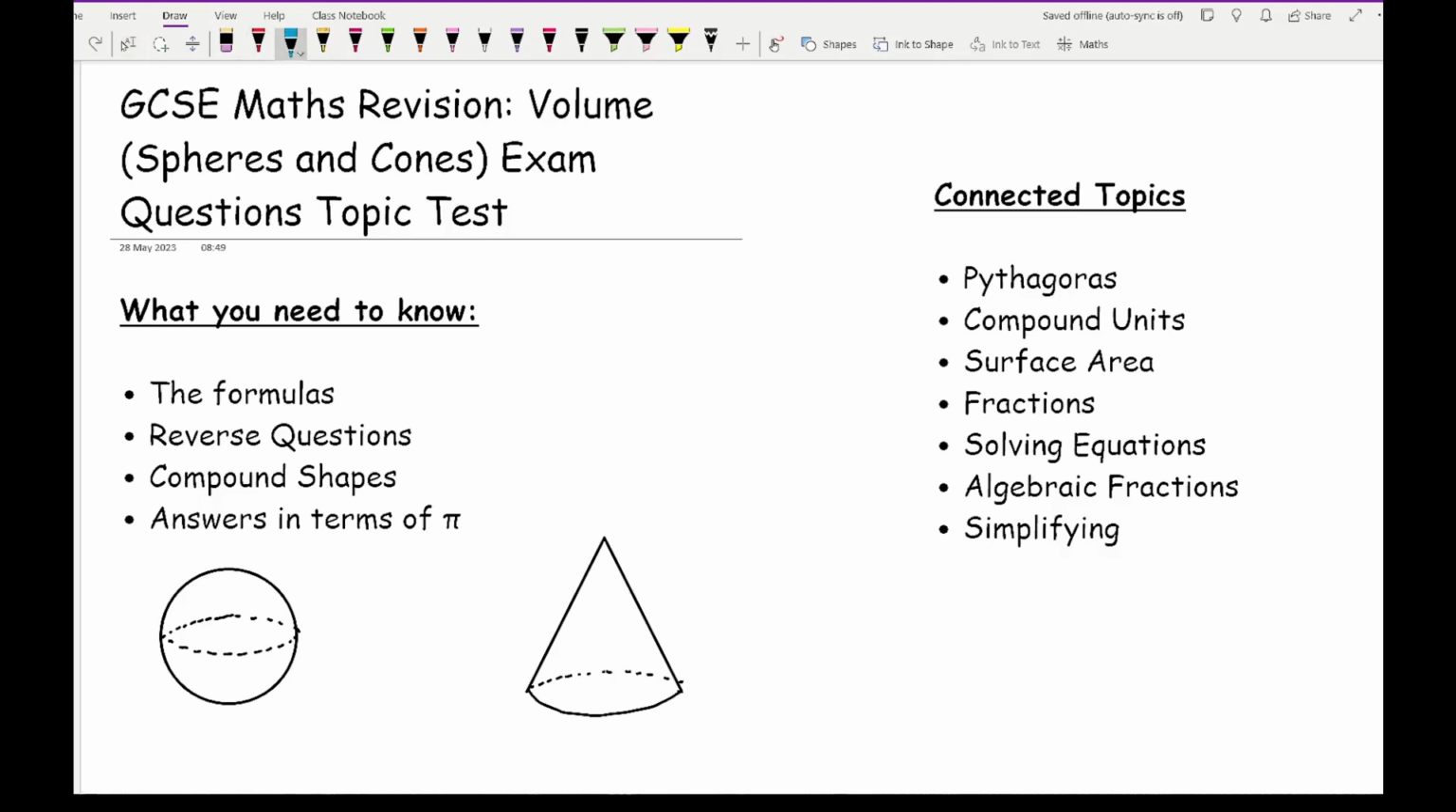Now the formula for the volume of a sphere is 4/3 pi r cubed. Then for the volume of a cone, the formula is 1/3 times pi times the base radius squared times the perpendicular height. Now the perpendicular height is this length here, so that's h, and the radius is this here. So hopefully you can see a link in the fact that this may involve Pythagoras.